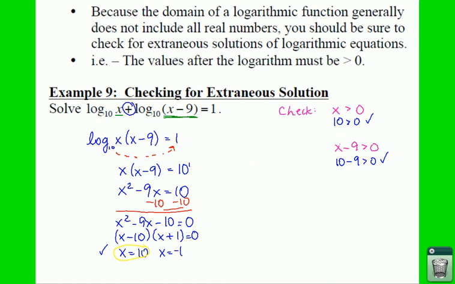Now we're going to try the negative 1. Is negative 1 greater than 0? Nope. That doesn't work there. And also, if you plug it in for x behind your second log, is negative 1 minus 9 greater than 0? Nope. So what that means is, you have an extraneous solution, and your only answer ends up being x equals 10.